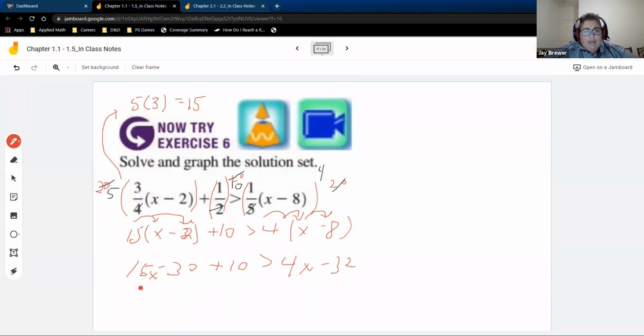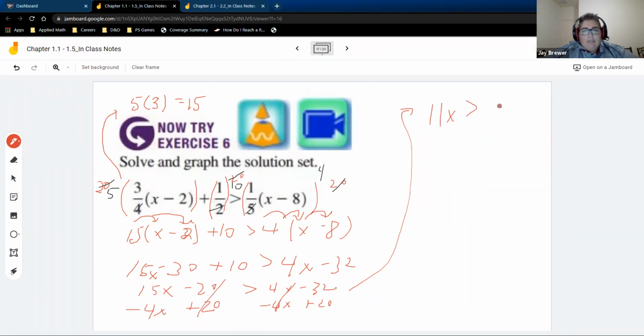So we're actually going to add 20 on both sides. So 15x minus 20, 4x minus 32. So we're going to add 20 and subtract 4x at the same time, just because I'm running out of room. Bring it up here. 15x minus 4x will give us 11x. Negative 32 plus 20 will give us a negative 12.